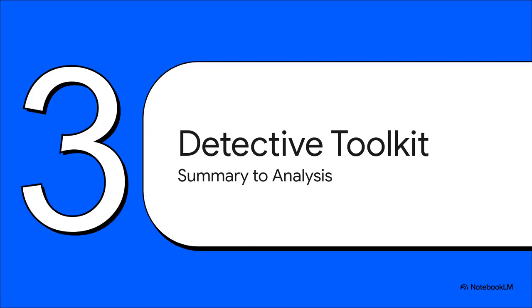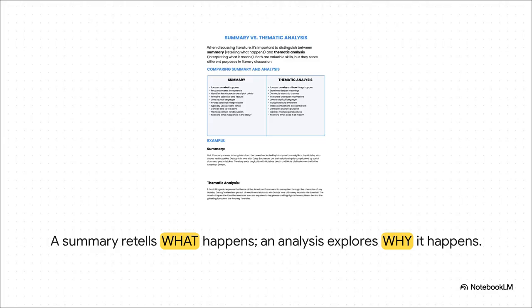So, how do we find these things? We don't just guess, right? We investigate. So it's time to open up our detective toolkit. Okay, the first tool is understanding this crucial difference. A summary just retells the plot. It answers the question, what happened? But analysis, that's where we need to be. Analysis is all about exploring the deeper meaning. It asks, okay, why did that happen? And what does it all mean?